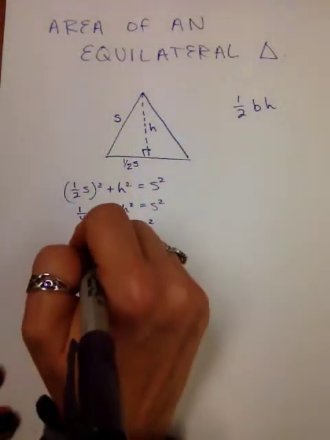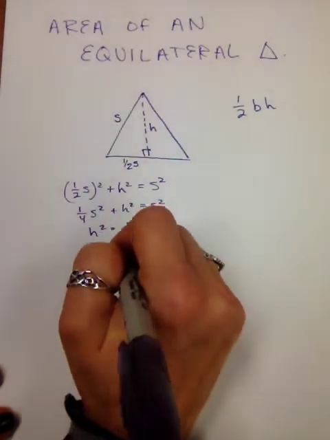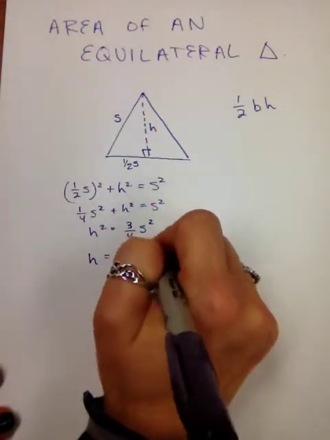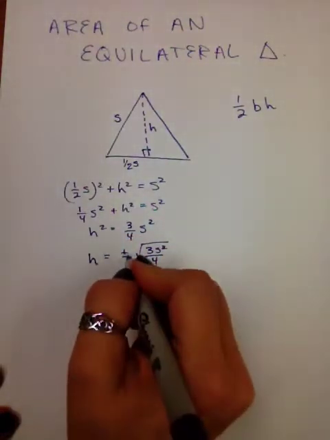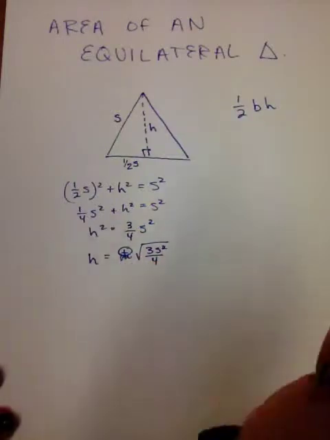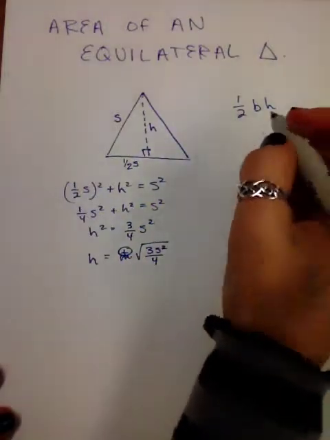And then I would take the square root. So height equals plus or minus the square root of 3S squared over 4. We're talking about a height here, so we're going to take the positive square root. The negative isn't worth mentioning, really. And then that's our height.